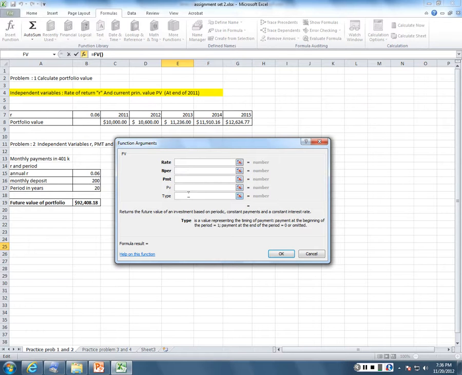Type. This is what it tells you. Type is a value representing the timing of the payment. Payment at the beginning of the period is 1. Payment at the end of the period is 0, and that is the default if omitted. So it is set up to go to the end of the period. The homework I've given you, and a rule of thumb, at least from the time value perspective, is that if you are silent on the period, then it is typically end of the period.